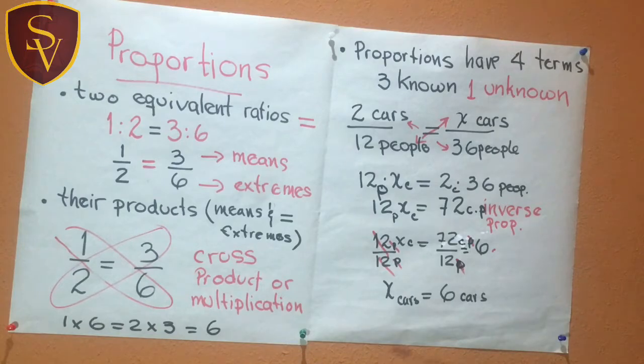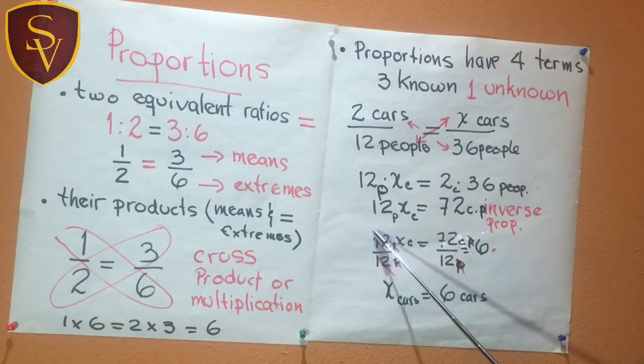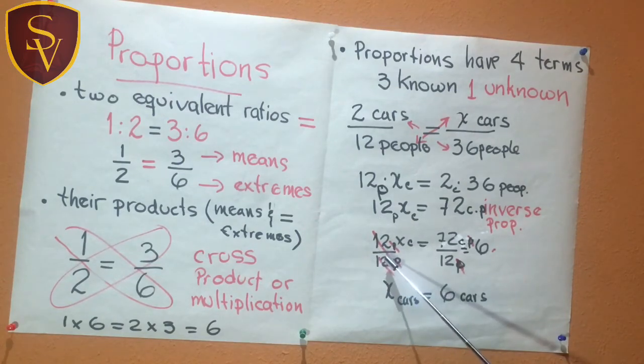Well, I do the multiplication. So 12 times x is 12x, and 2 times 36 gives me 72 car-people. And I need to find the value of x. So I use the inverse property. As we remember, the inverse of multiplication is division. Since 12 is multiplying x, the inverse is dividing by the same number. So in order to cancel out 12, I divide both sides by 12, as you can see here.